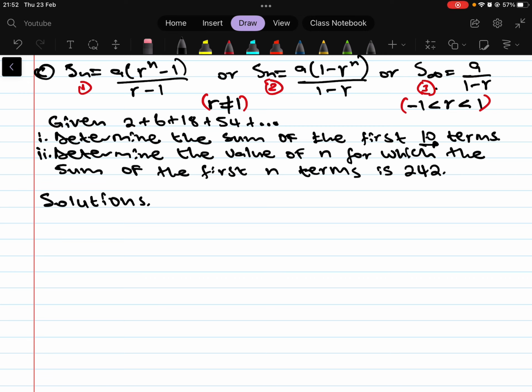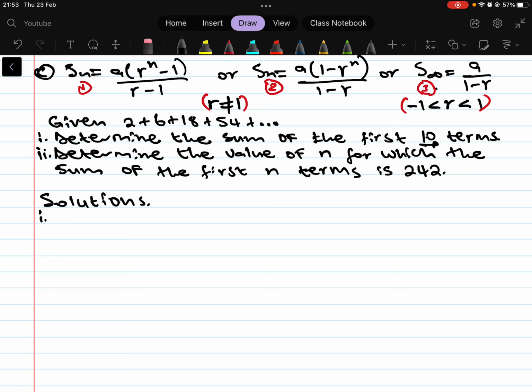We are given 2 plus 6 plus 18 plus 54. When you look at it, that is a series. It's actually a geometric series. So we can use either one of the three formulas given, depending on what the question is requiring us to do. Okay, let's look at the question and pick a formula.